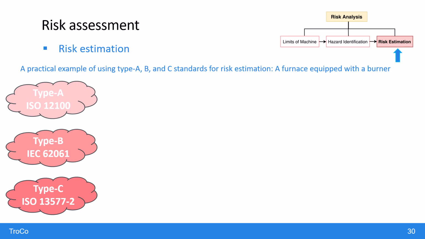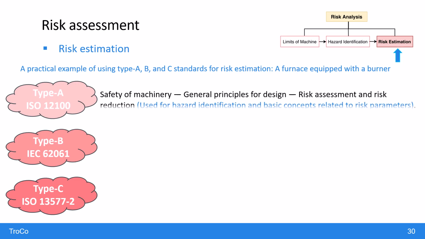Let's look at how this works in practice, using a furnace equipped with a burner as an example. First, hazard identification. We start with ISO 12100, a Type A standard, to identify hazards in the system. Some hazards may be directly related to control system failures, or may require risk reduction through a safety function performed by a safety-related control system. For more complex systems, especially those involving process control, we recommend a hazard and operability study, HAZOP, as a systematic method for identifying hazards and operational issues in integrated machinery.